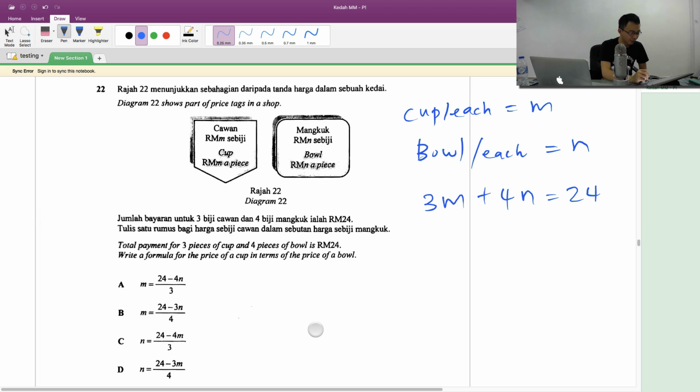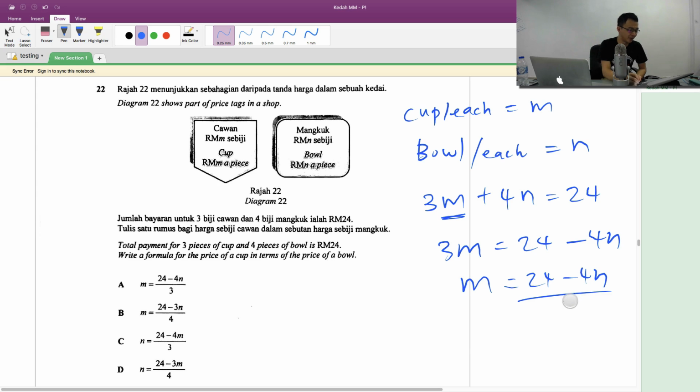So write a formula for the price of cup in terms of bowl. So you have to make cup the subject first. Cup basically is m, right? So I have to make m the subject. So 3m equals 24 minus 4n. So m equals 24 minus 4n, divided by 3. It's very easy. So I guess the answer is A.